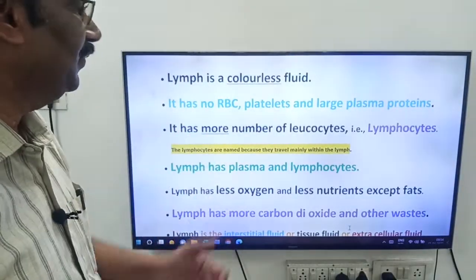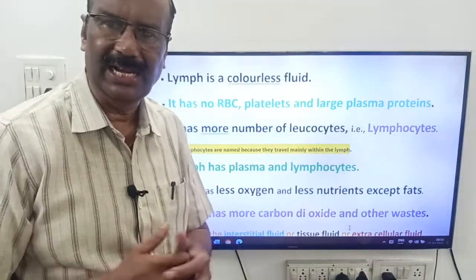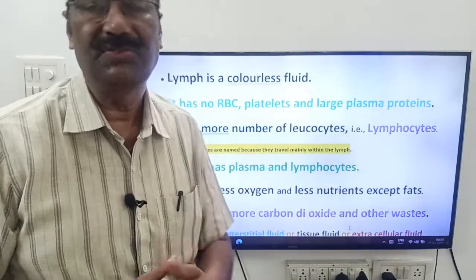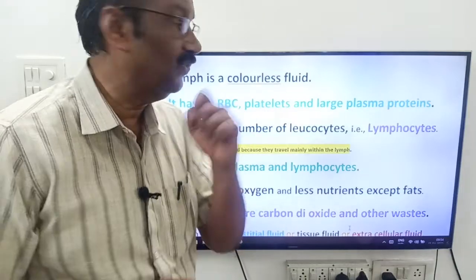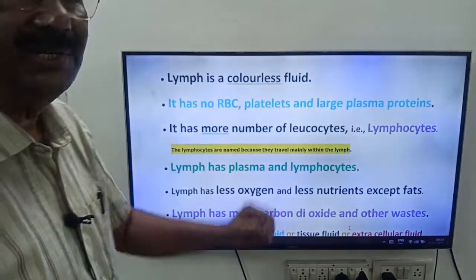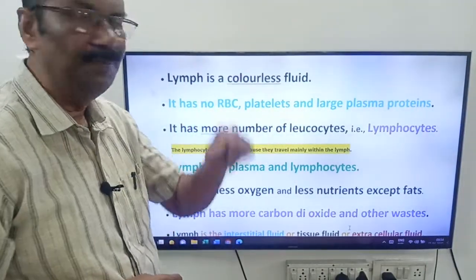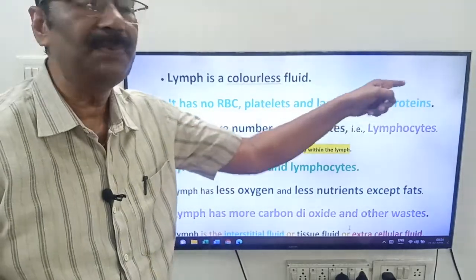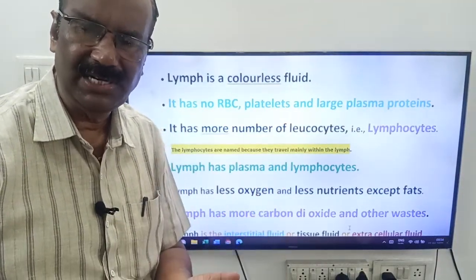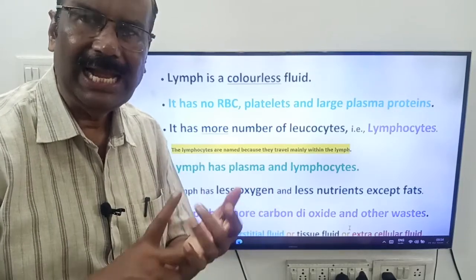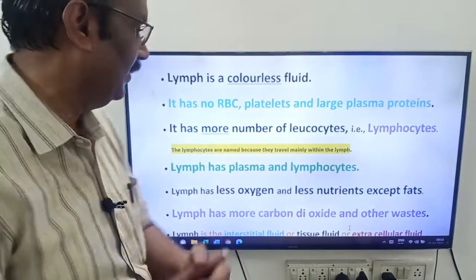Lymph is a colorless fluid. You know, friends, blood is red in color. Plasma is yellowish white in color. What is the color of the lymph? It is a colorless fluid. It has no RBC. It has no platelets. And it has no large plasma proteins. So lymph has no red blood cells, no platelets, and no large plasma proteins.